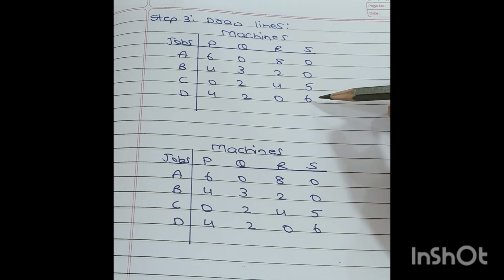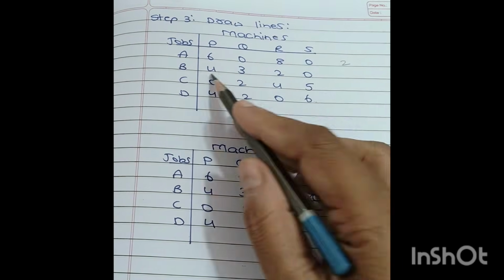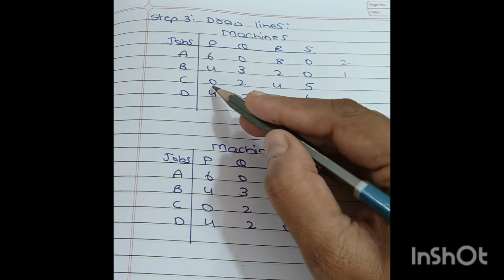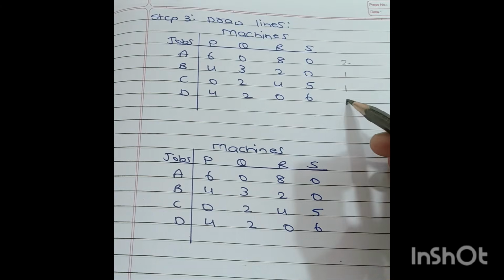Now what is the meaning of this sentence? We will check first. In the first row, the number of zeros is 2. In the second row, number of 0, 1. In the third row, number of 0, 1. In the fourth row, number of 0, 1.